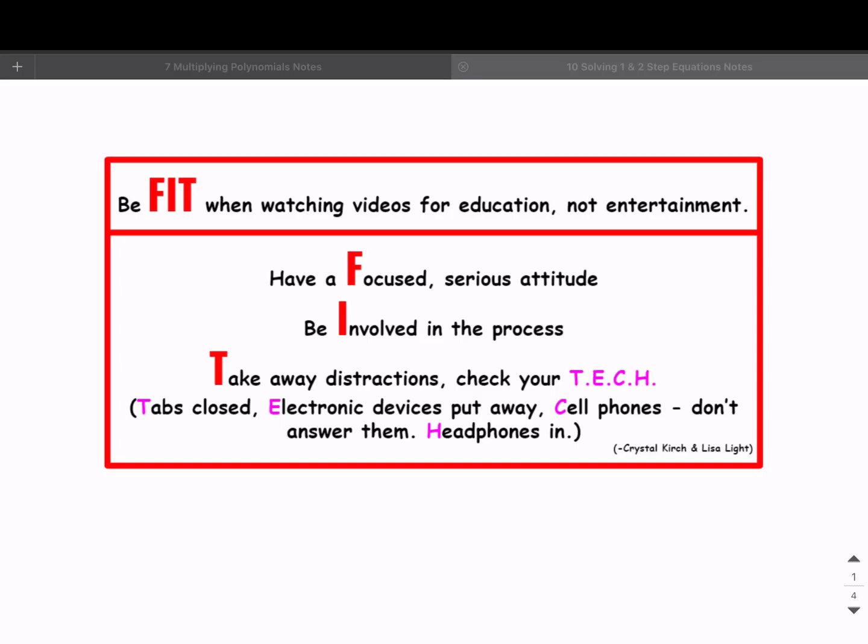So before we get started, make sure you have your notes ready, that you're fit, and you have checked your tech. Okay, everybody ready? Here we go.